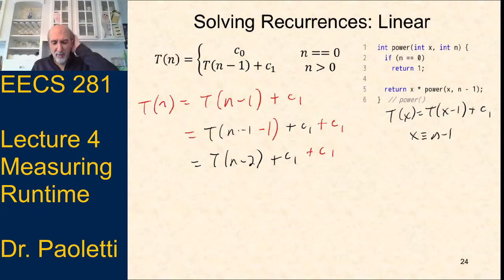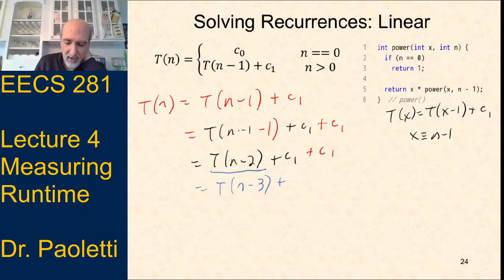Well, I got it down from n minus 1 to n minus 2. Let's do that again. We got closer to 0. We got closer to a base case. So let's change colors and substitute in for T of n minus 2. If I set x equal to n minus 2, that's equal to T of n minus 3 plus a purple c1 plus a black c1 plus the original red c1.